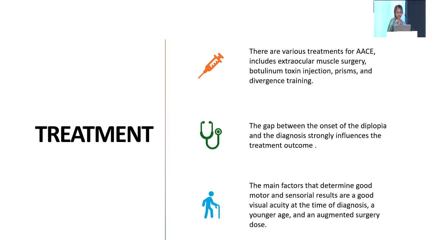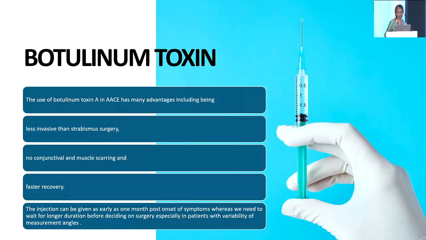So treatment, there are various treatments for ACE, including extraocular muscle surgery, botulinum toxin injections, prisms, and divergence training. But the gap between the onset of the double vision and the diagnosis and your treatment strongly influences the treatment outcome. So the main factors that determine a good motor and sensory result are good visual acuity at the time of diagnosis, younger age, and augmented surgery dosage. Whenever you plan for surgery, aim for a small exophoria because that will make sure that the patient does not have diplopia postoperatively.